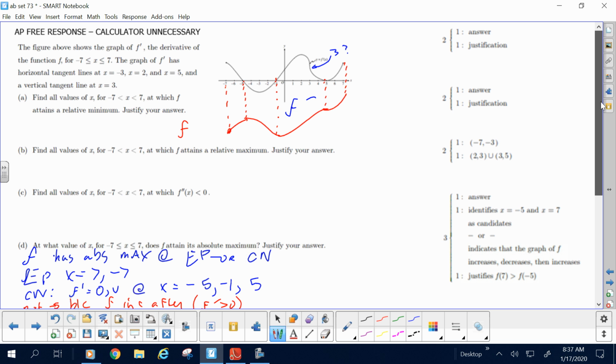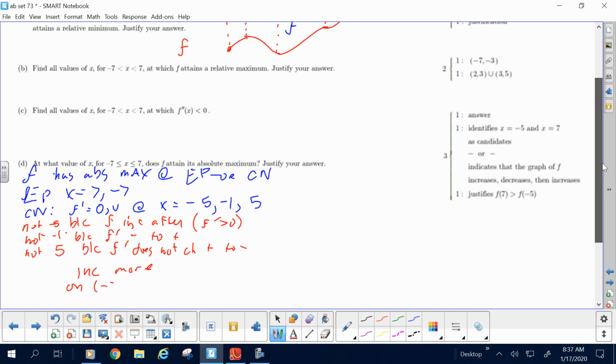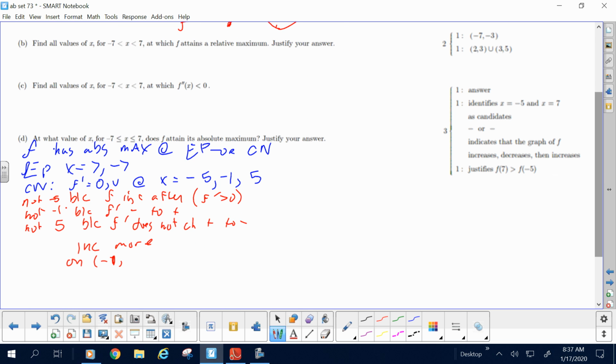From negative 1 to 7, it increases more than it decreased. When did it decrease? Negative 5 to negative 1, yeah? Are you with me?